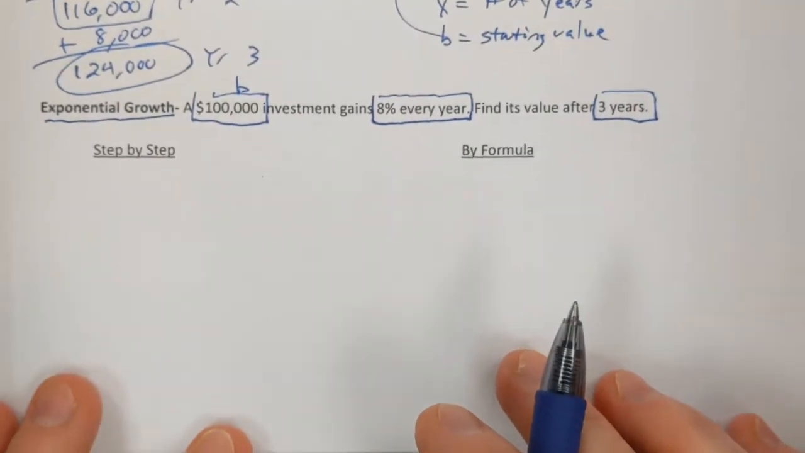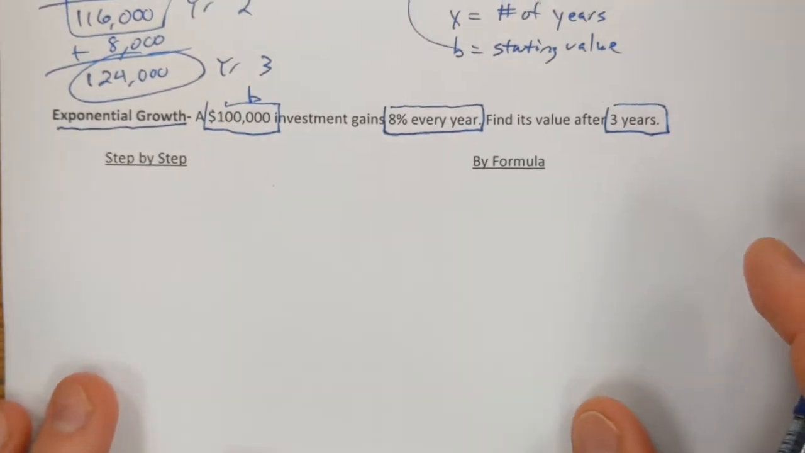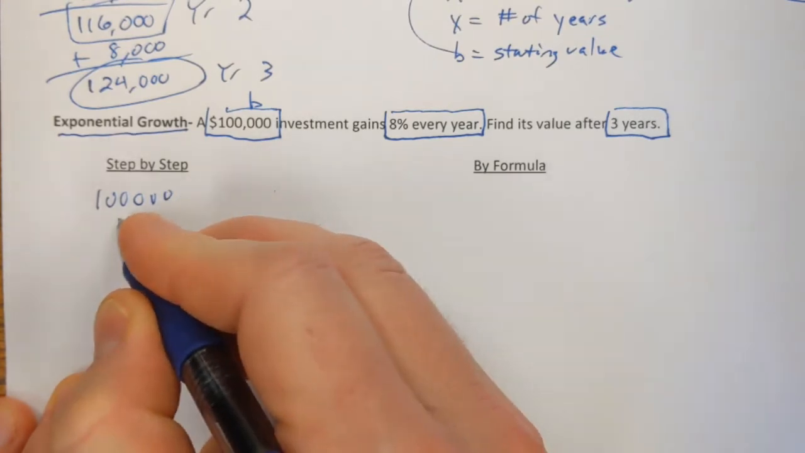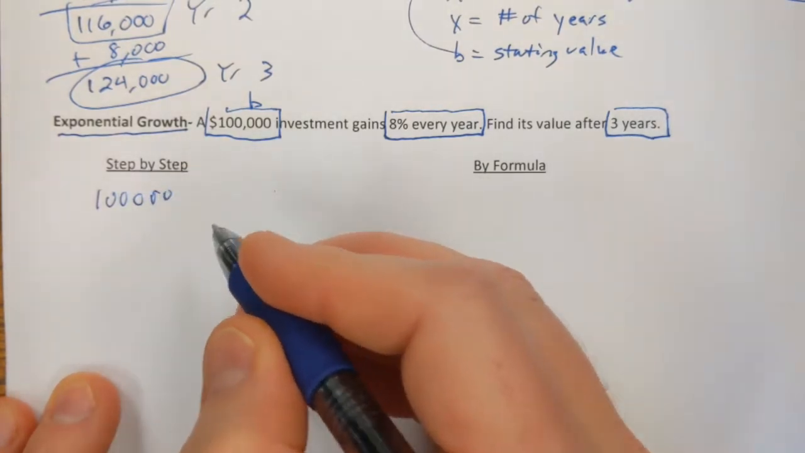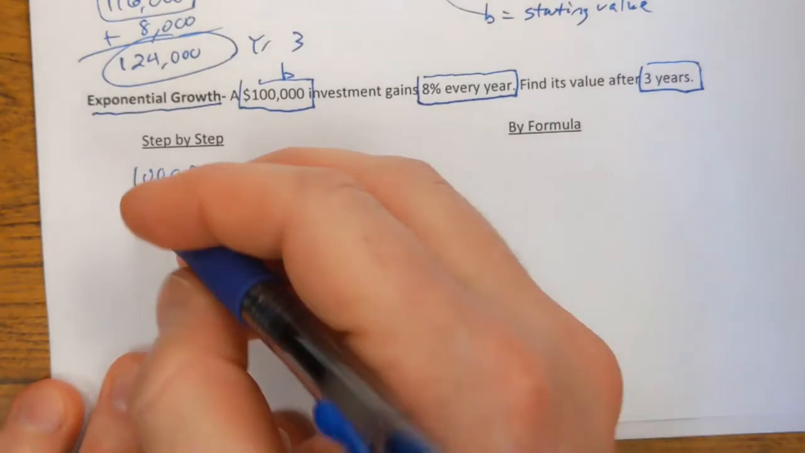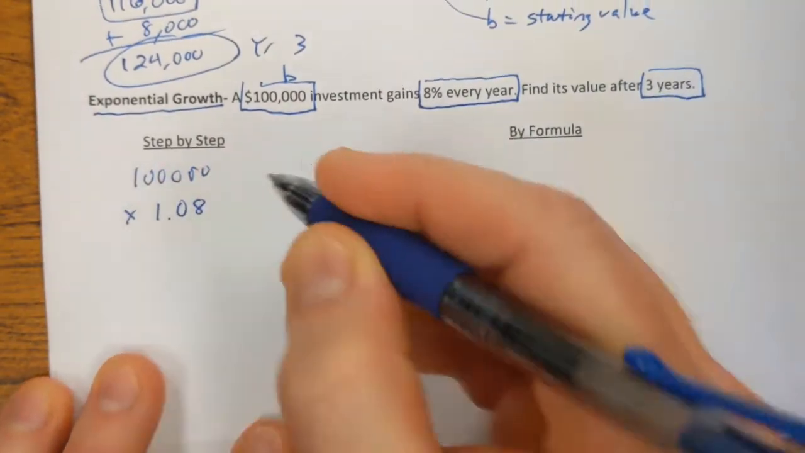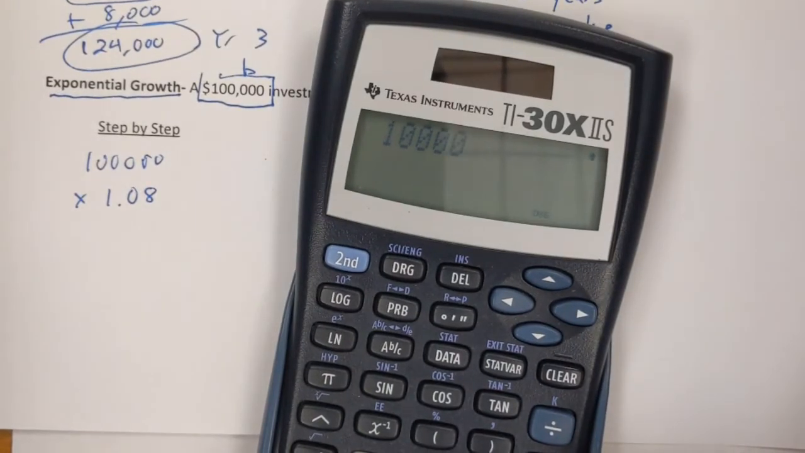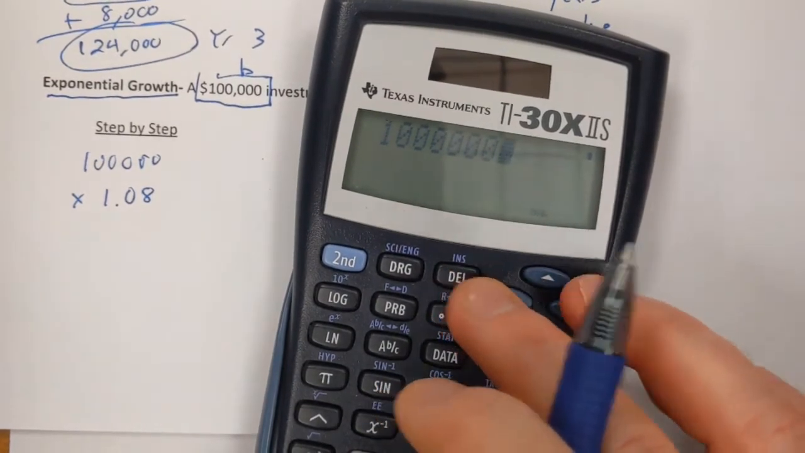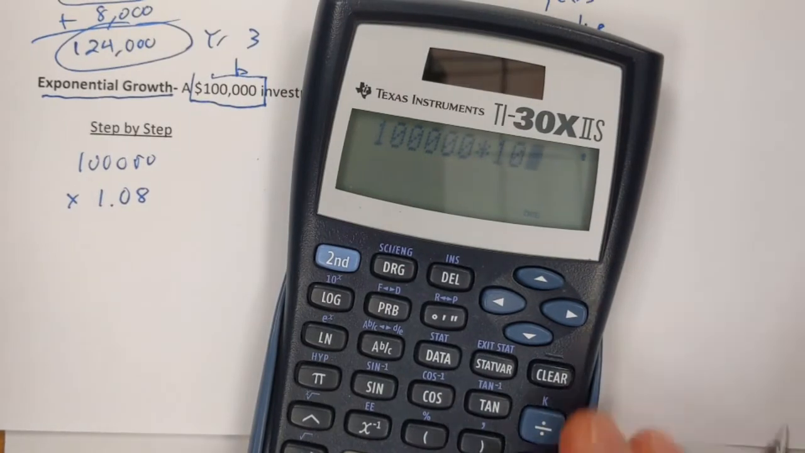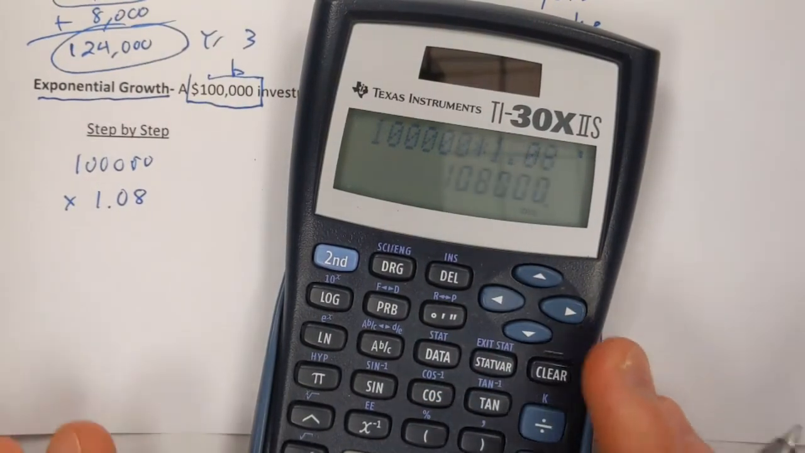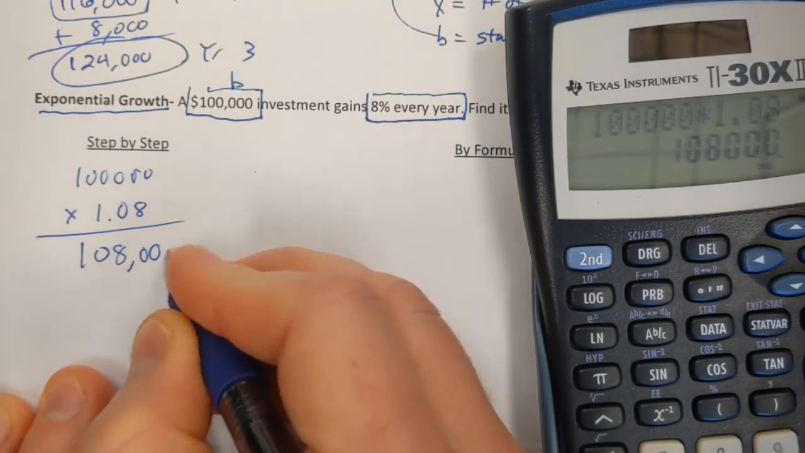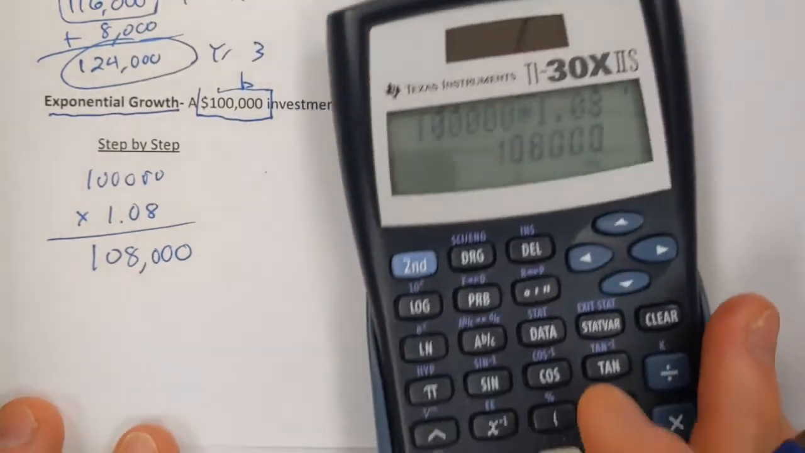Okay, well, we've done some reviews on percentages lately. So let's remember how to do this step by step. If I want $100,000 to grow by 8%, what I do is I multiply it by 1.08. Okay, 100,000 times 1.08. Okay, that equals $108,000. Okay, it grew by $8,000 in that step.